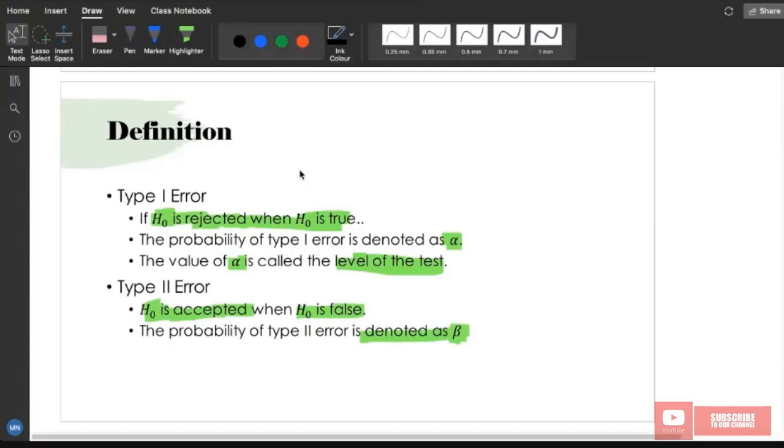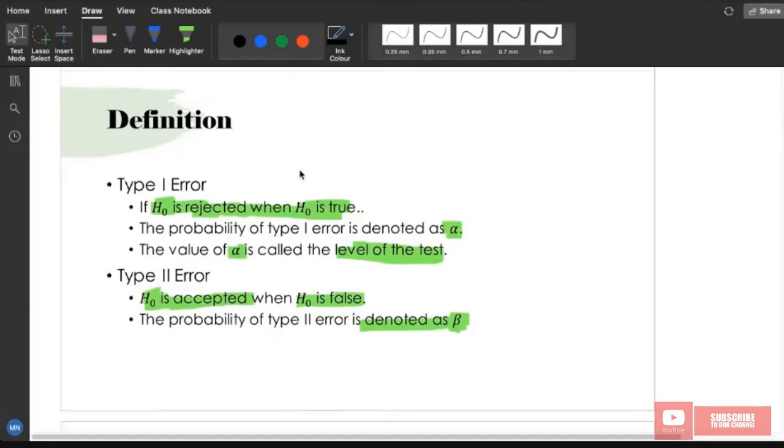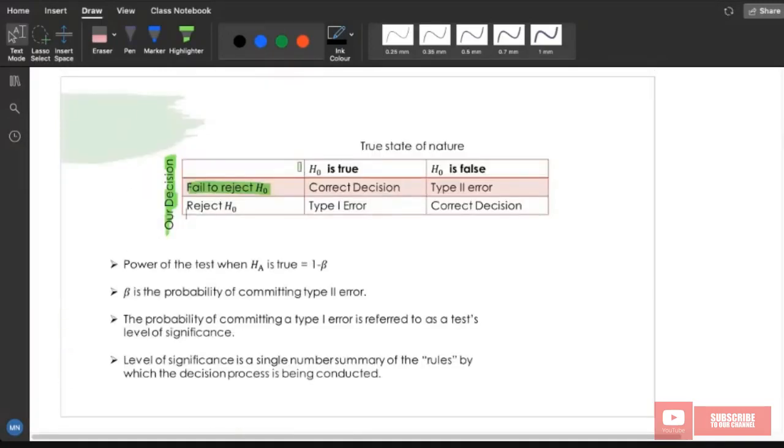And another type of error is type 2 error. We accept the null hypothesis when the null hypothesis is false. So this is another error, which is type 2 error. The symbol for type 2 error is beta, right? So this is the illustration for type 1 error and type 2 error.